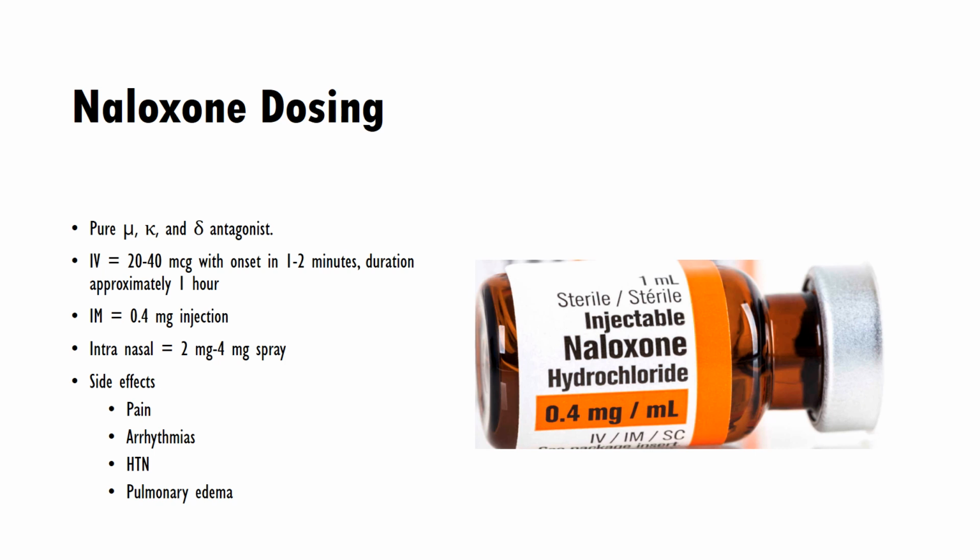We probably most commonly will use it in the PACU if patients should become re-narcotized, or overly narcotized, after using opioid intra-op. So it is very important to know how to use this drug and to be familiar with its properties. It is a pure mu, kappa, and delta antagonist. IV dosing is generally 20 to 40 micrograms with an onset in 1 to 2 minutes and a duration of only about 1 hour.